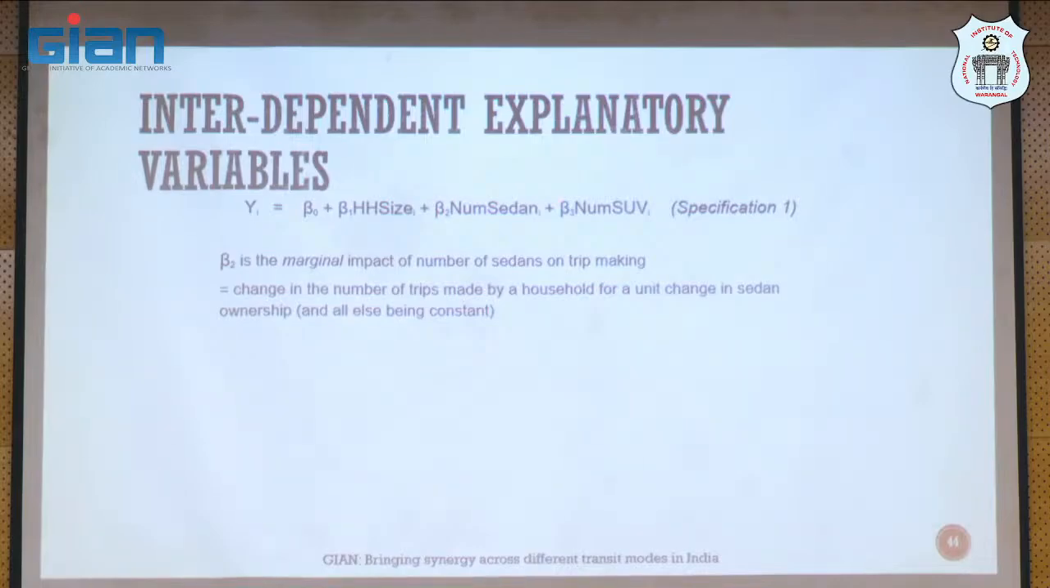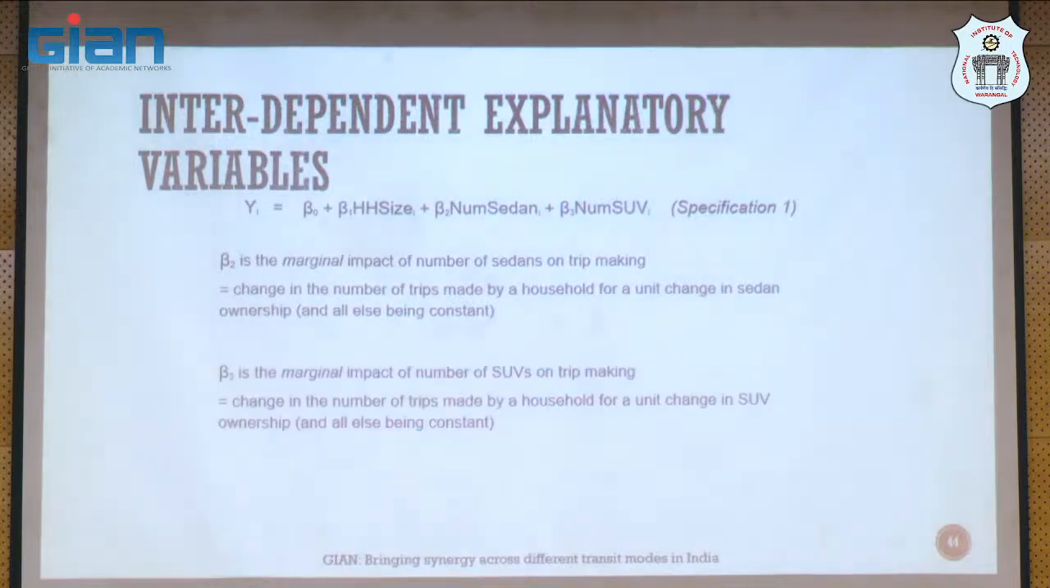In this case, similar to number of cars, right? One additional sedan. What is the impact of one additional sedan on trip making? So if number of sedans increase by one, the demand or number of trips increase by two. Same thing for SUV. Okay.